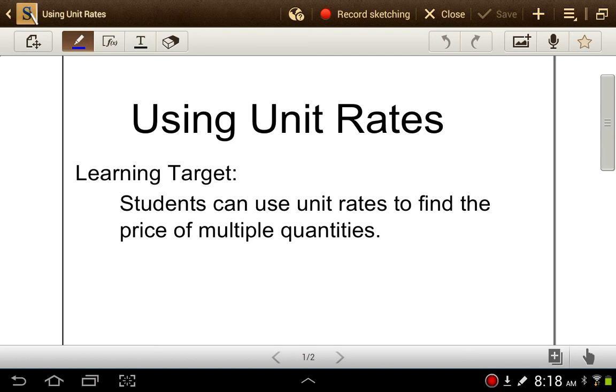So let's say you want to buy more than one of something. So the unit rate tells you how much one costs or how much one is. What happens if we want more than that? That's what using our unit rate will help us do. Okay, if you need to pause, go ahead. Otherwise, I'll be moving on.